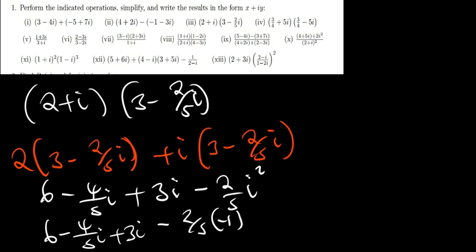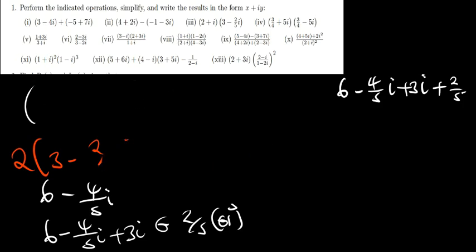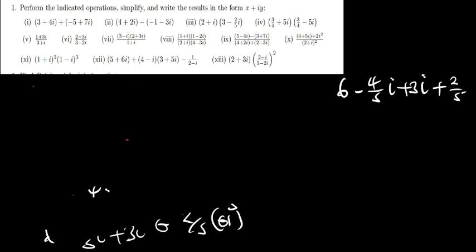So we'll end up having 6 minus 4 over 5i plus 3i. Then this is going to be plus because of this negative and that negative, so it will be plus 2 over 5, like that. Now the next thing I have to do is 6 and 2 over 5 have to be added. Negative 4 over 5i plus 3i have to be added as well. So I'll start with 6 plus 2 over 5.